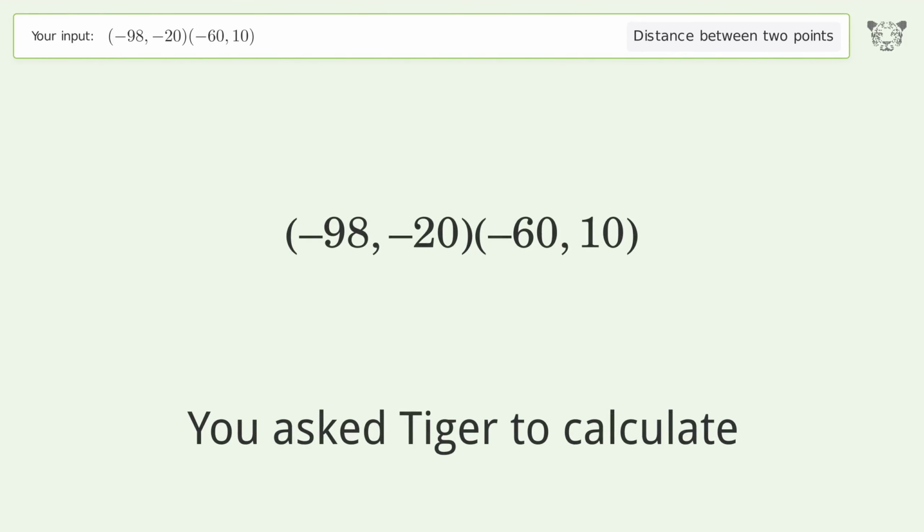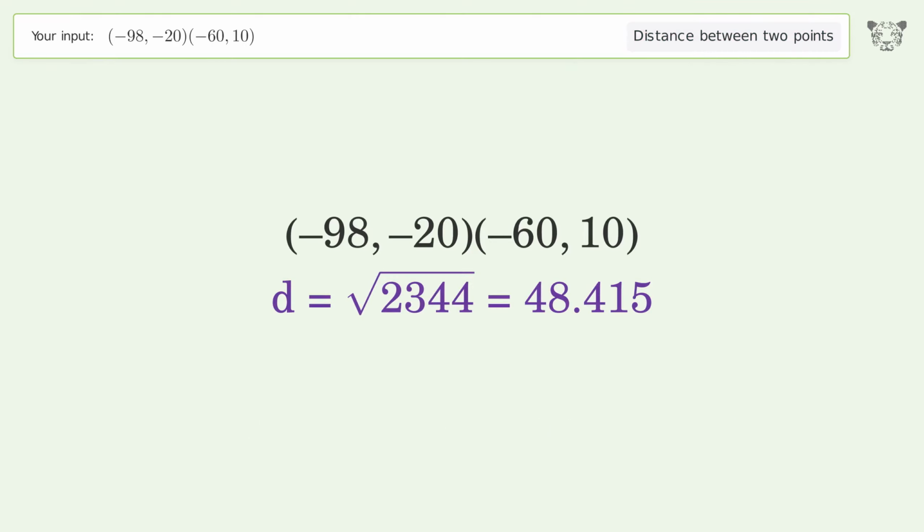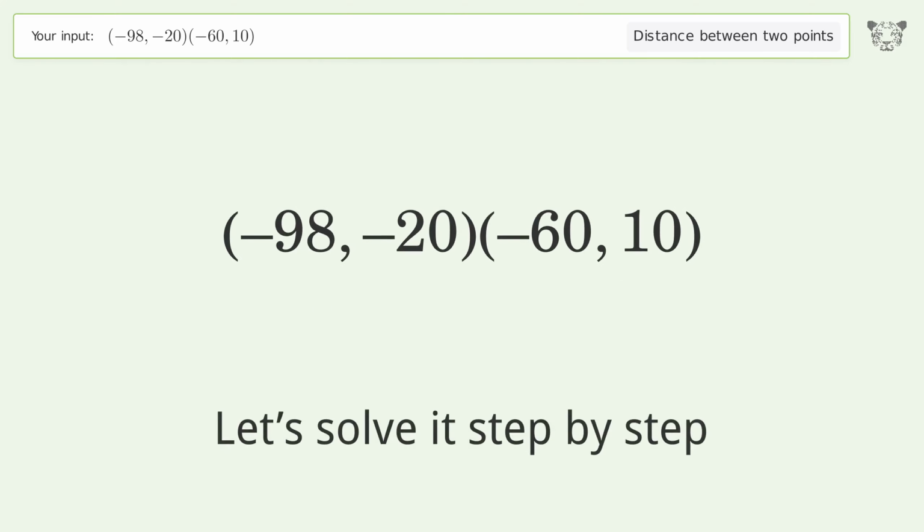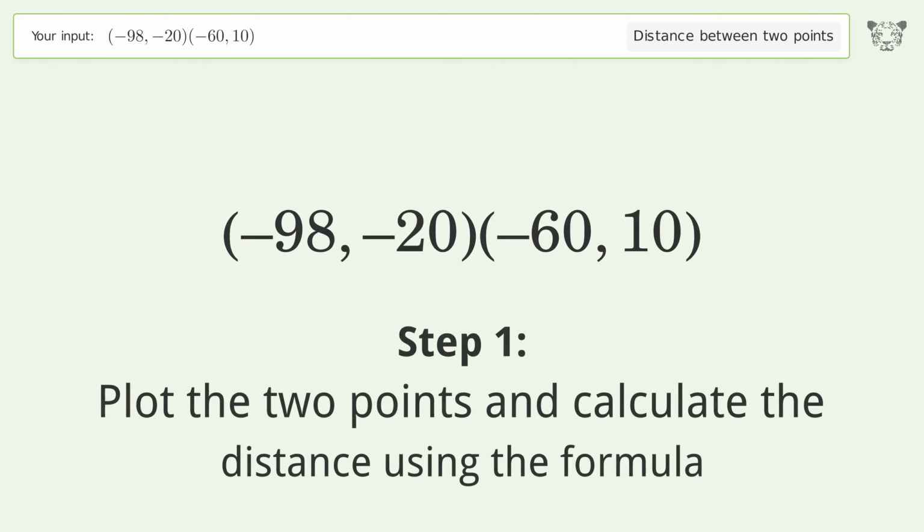You ask Tiger to calculate. This deals with the distance between 2 points. The distance between the 2 points is the square root of 2344, or 48.415. Let's solve it step by step. Plot the 2 points and calculate the distance using the formula.